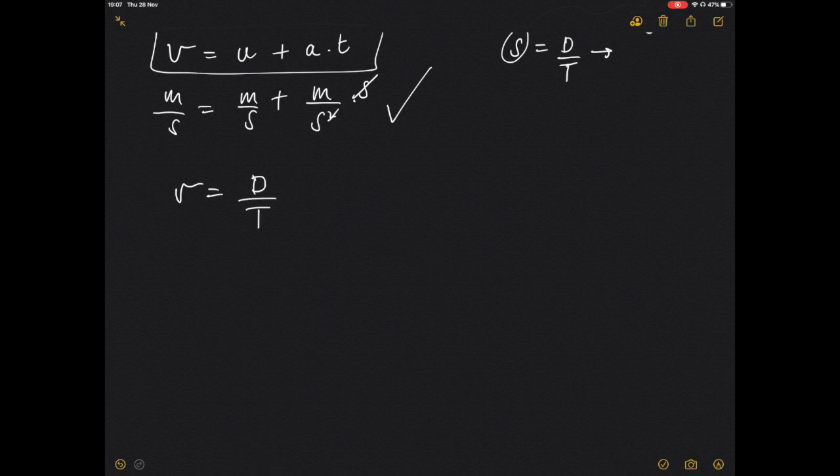So how could we get back to this? Well, actually, if we integrate v with respect to t, doesn't this mean that we would get our original d?